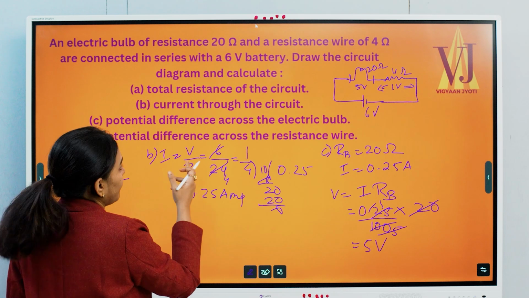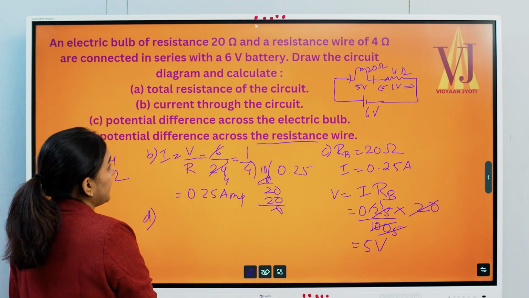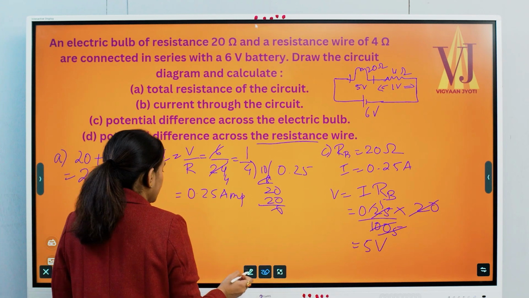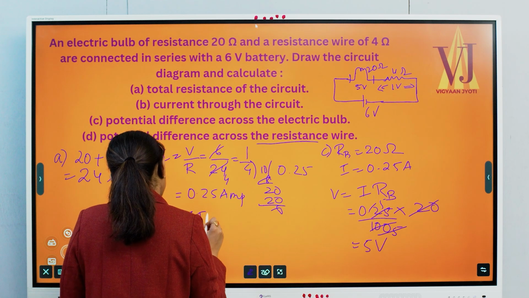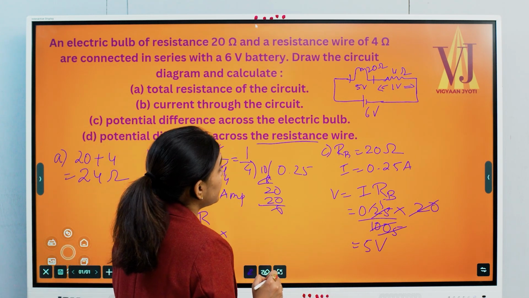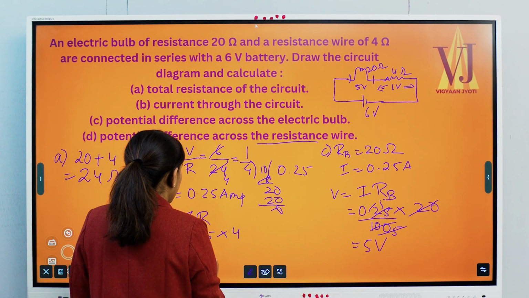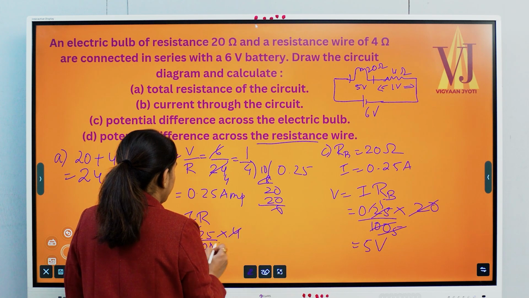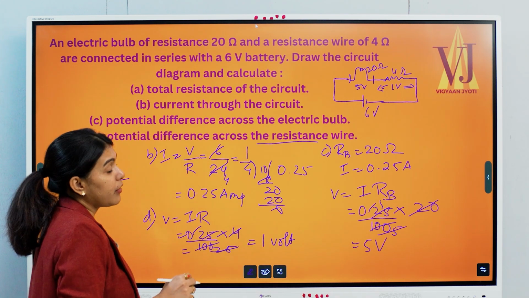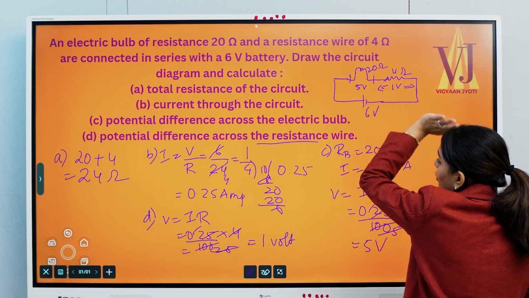Oh, they have already asked the potential difference across the resistance wire. So I'll solve D here. Okay, we know the current, and we have to find out the voltage. That means V equals I R. I is how much? 0.25. And what is my resistance? My resistance is 4. Clear? So 0.25 times 4 becomes 1. That means total 1 volt. Clear? See, how did I find here 1 volt? 6 volt is the total voltage, 5 volt taken, so 1 volt is remaining.